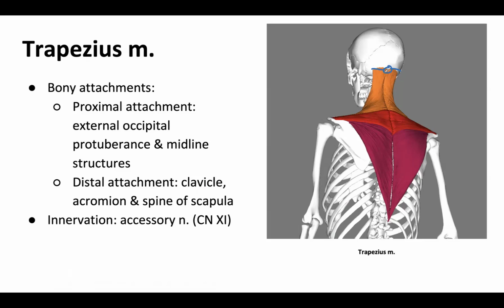Proximally as well, it will attach to the vertebrae in the midline. Distal attachments include the clavicle, which isn't very obvious in this illustration, as well as the acromion and the spine of the scapula, and you'll have that in other regions as well. So no, it does not attach to the humerus, so not moving the shoulder joint proper. It is innervated by the accessory nerve or cranial nerve 11.